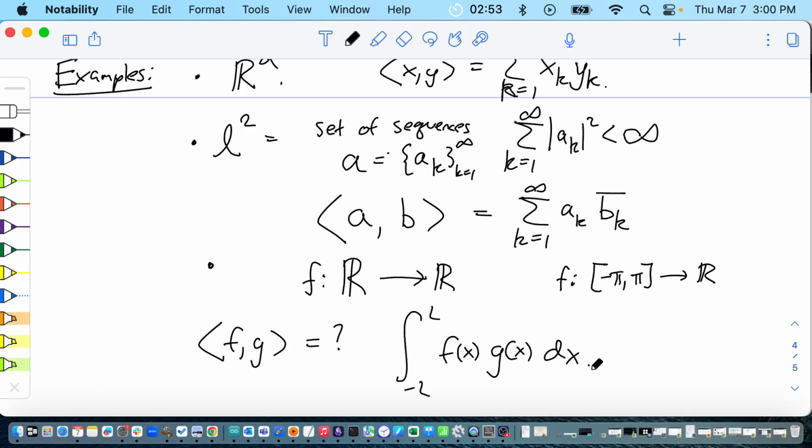So this is the inner product on functions: you multiply the two functions together and integrate them. Of course, the integral better be finite, it needs to make sense. So what space of functions is this? It turns out it's the space L2. This is the space L2.